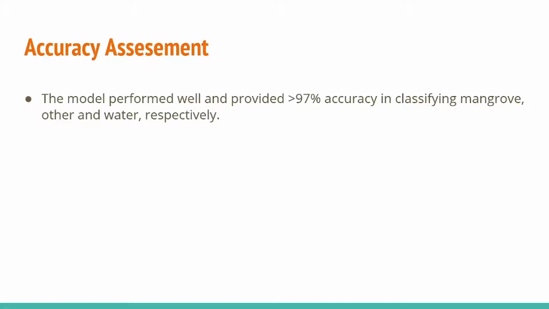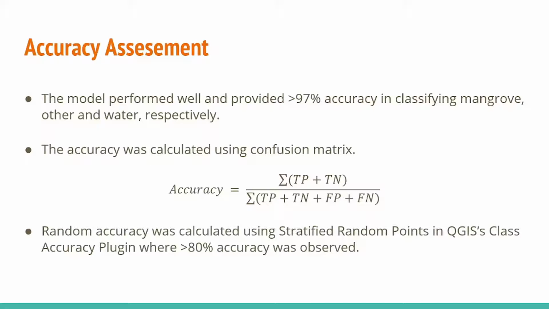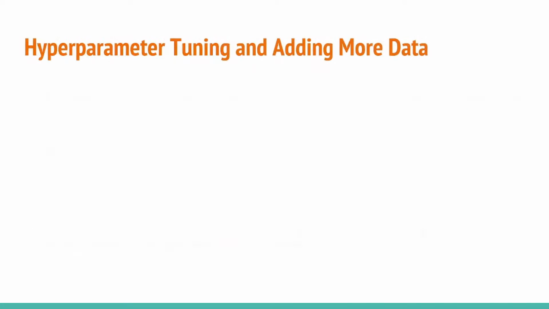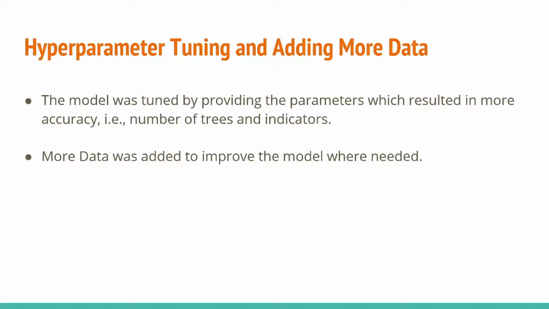Accuracy assessment was performed, and we were able to achieve 97% accuracy in the confusion matrix, and random accuracy was greater than 80%, which was calculated by using the stratified random points in QGIS's class accuracy plugin. After that, for improving the accuracy, we tuned the model by providing the parameters which resulted in more accuracy, and more data was added to improve the model where it was needed.